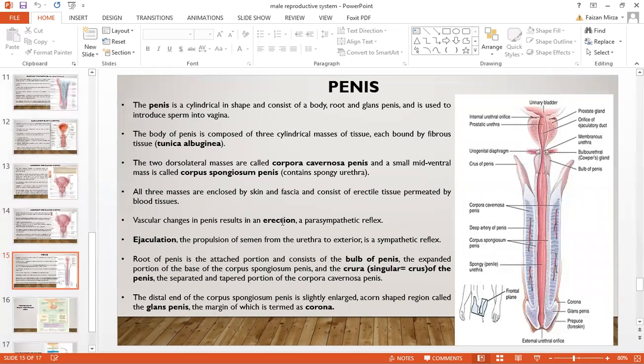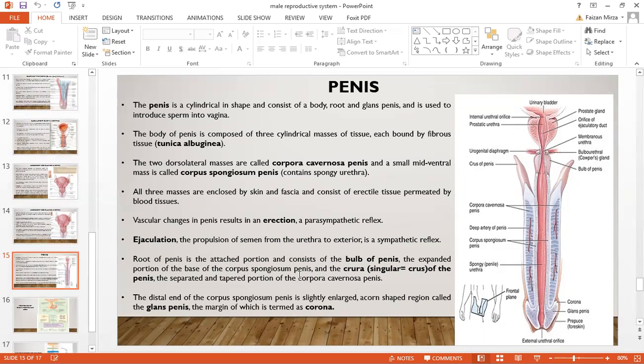Coming to the details of the penis: it is cylindrical in shape and consists of a body, a root, and a part called the glans. The penis is used to introduce sperm into the vagina. The body of the penis is composed of three cylindrical masses, each surrounded by a fibrous tissue called the tunica albuginea. There are two dorsolateral masses called corpora cavernosa, and the central mass called the corpus spongiosum. All three masses are enclosed within the skin and fascia. Vascular changes result in erection of the penis, which allows ejaculation and the propulsion of the sperm. This is basically a parasympathetic reflex.